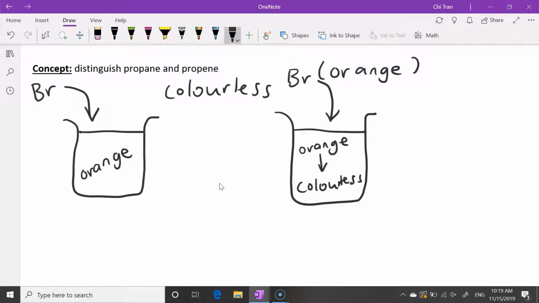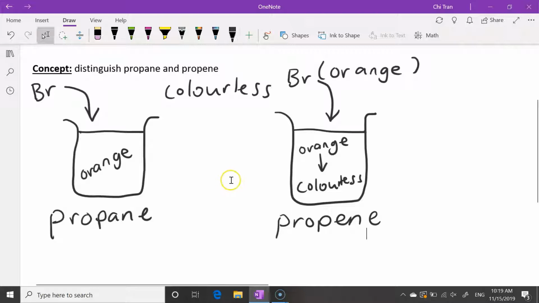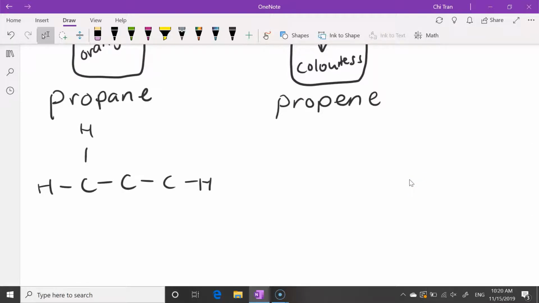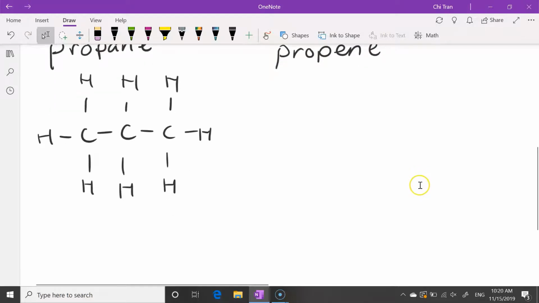So from this observation, we know that the first beaker holds propane, whereas the second beaker holds propene. This happens because propane, let's draw out its Lewis structure. So we would have something looking like this. And we can see from the diagram that all of the bonds are single bonds.